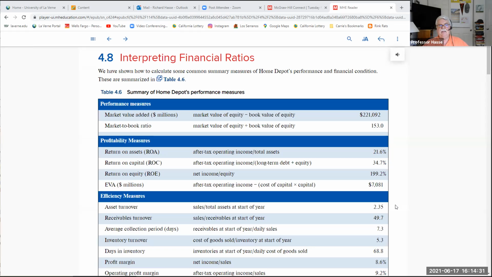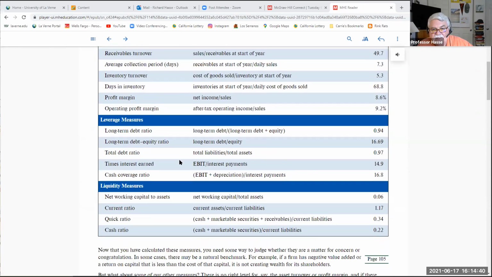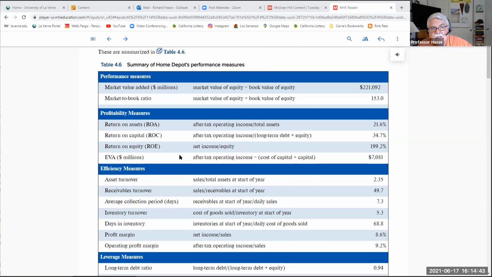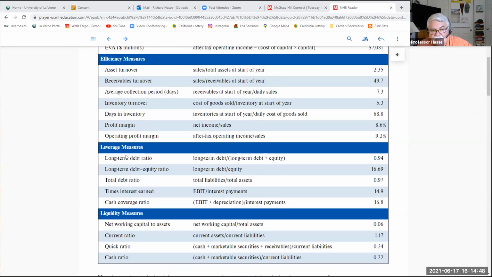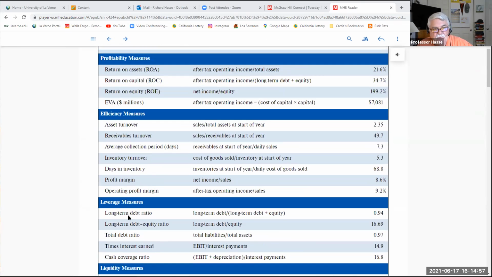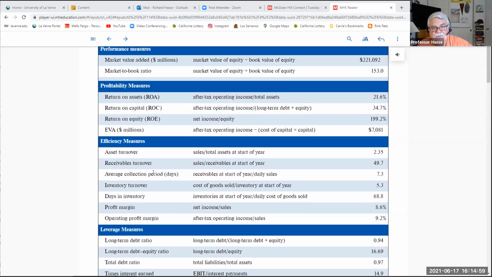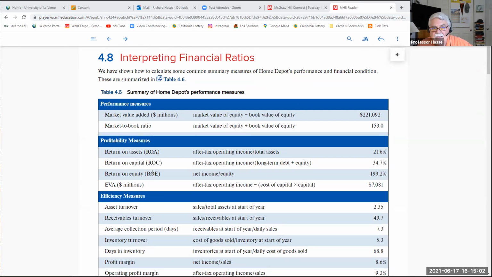Very important. And on page 104 and 105 of your textbook is this interpreting financial ratio page that defines all these main financial analytical information: performance, profitability, efficiency, leverage, liquidity, all ways of determining the efficiency and the quality of the company's financial performance. You need to know a few of these, and they're all defined and shown in chapter 4. And here are the ones you need to concentrate on.